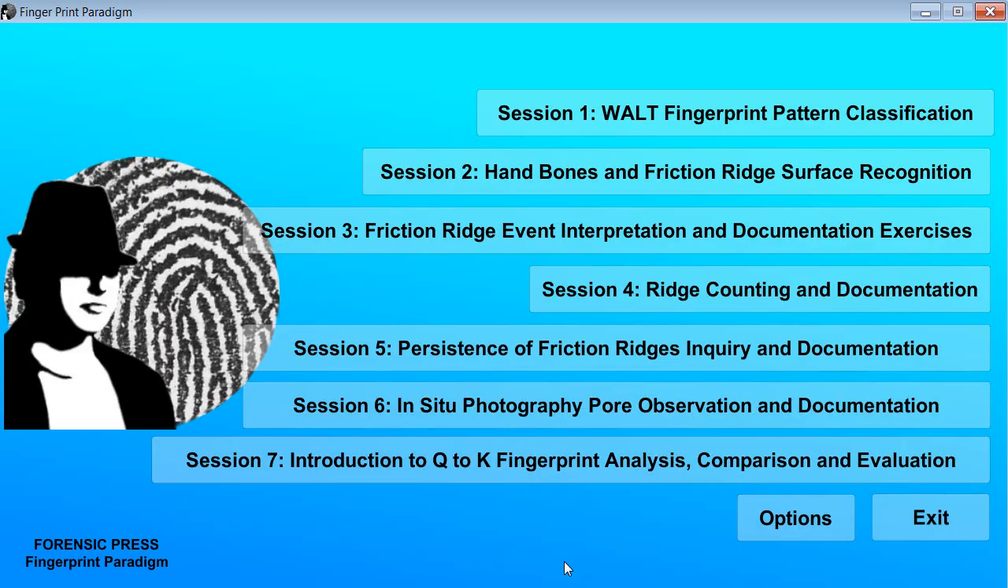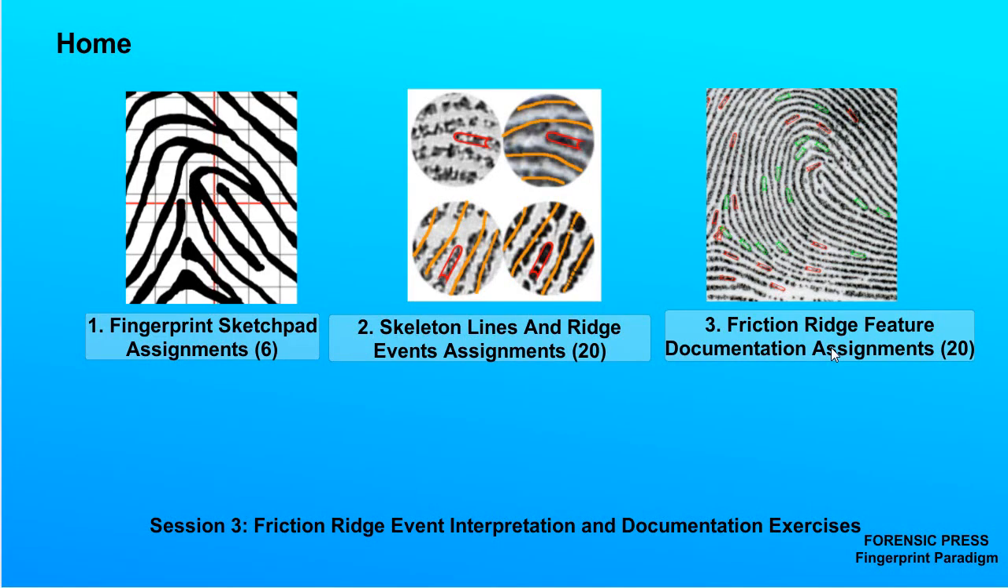Let's go back to the Paradigm's title page. I will double-click Session 3, Friction Ridge Event Interpretation and Documentation Exercises. Here you can see that there are 3 different exercises with a total of 46 charts to complete. Like we did earlier, let's look at the completed charts I made in this session.